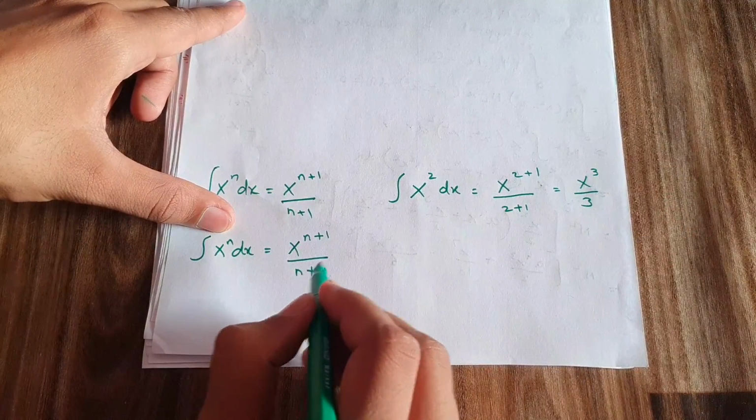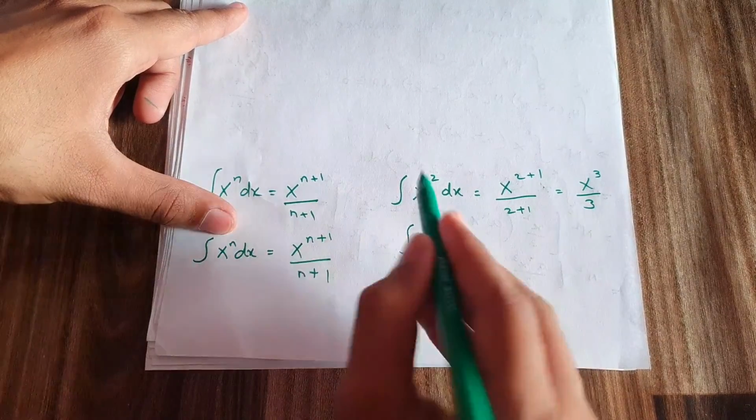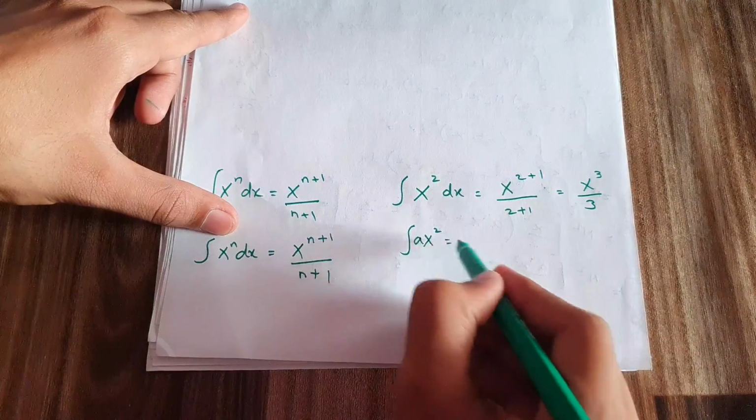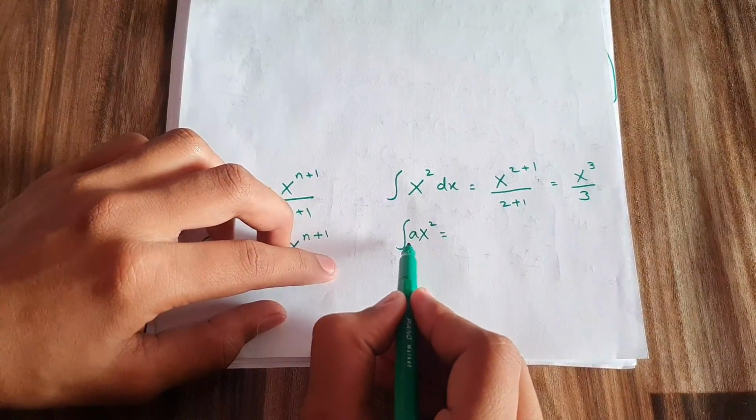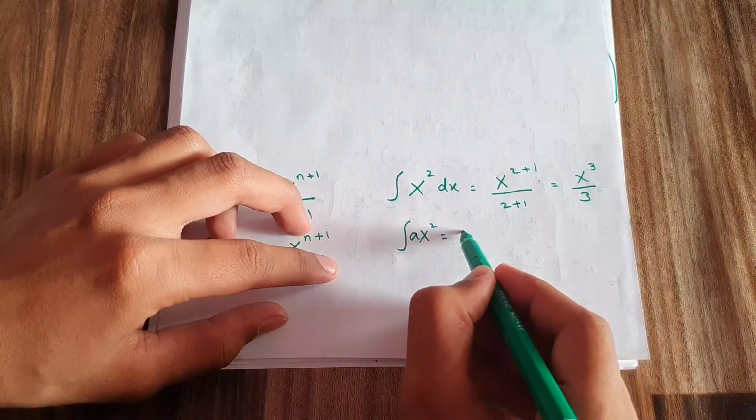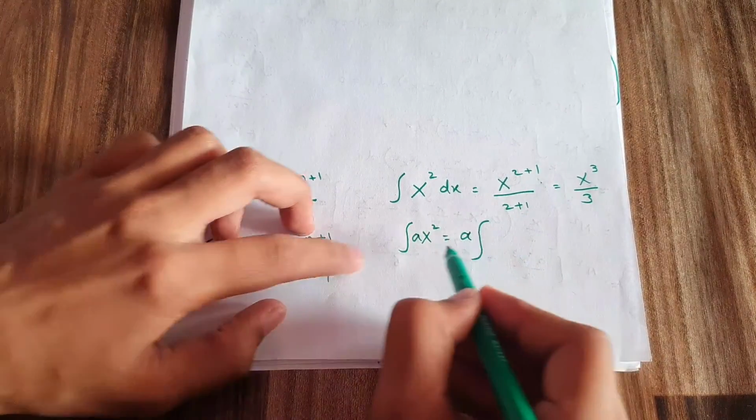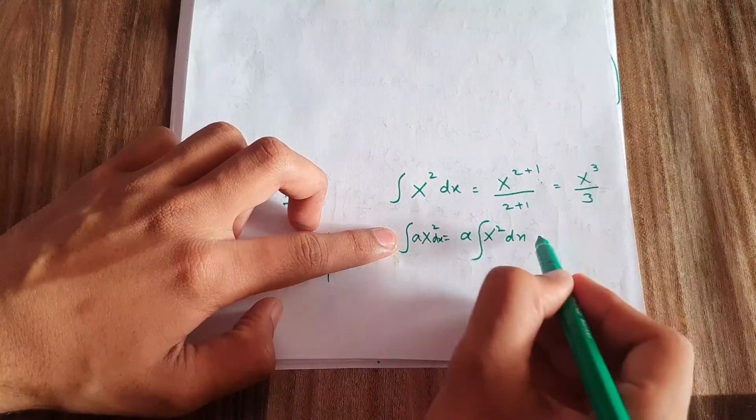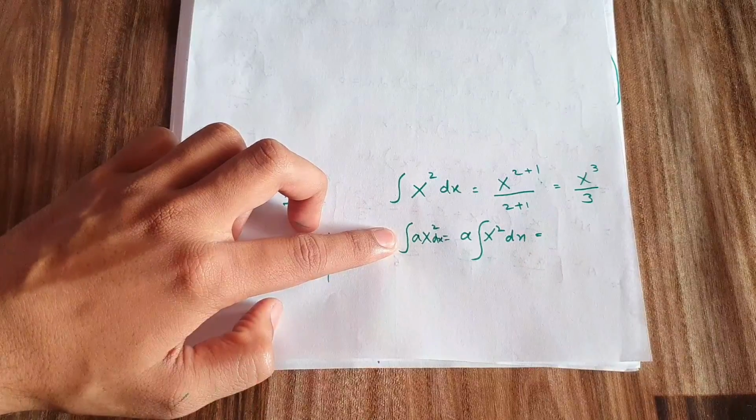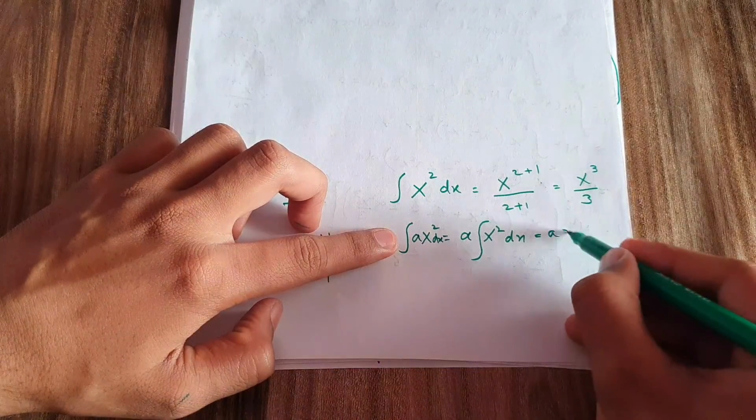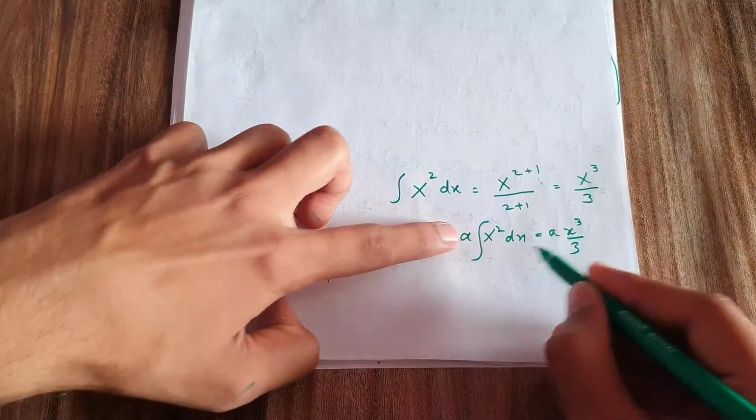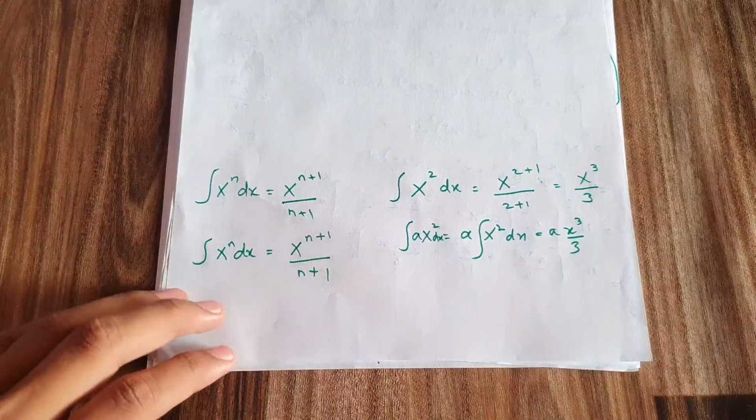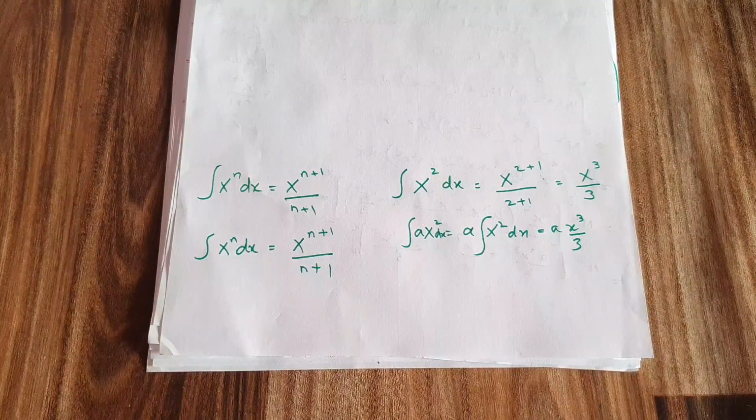The next thing, I'm going to take another example. If I have a times x squared, since we do not take the integration of a constant, the constant comes out of the integration, and we have to take the integration of x squared dx. The integration of x squared, as you know, is equal to x cubed divided by 3, and this a comes along in the final equation. This is how we take the integration with a constant value multiplied by it.